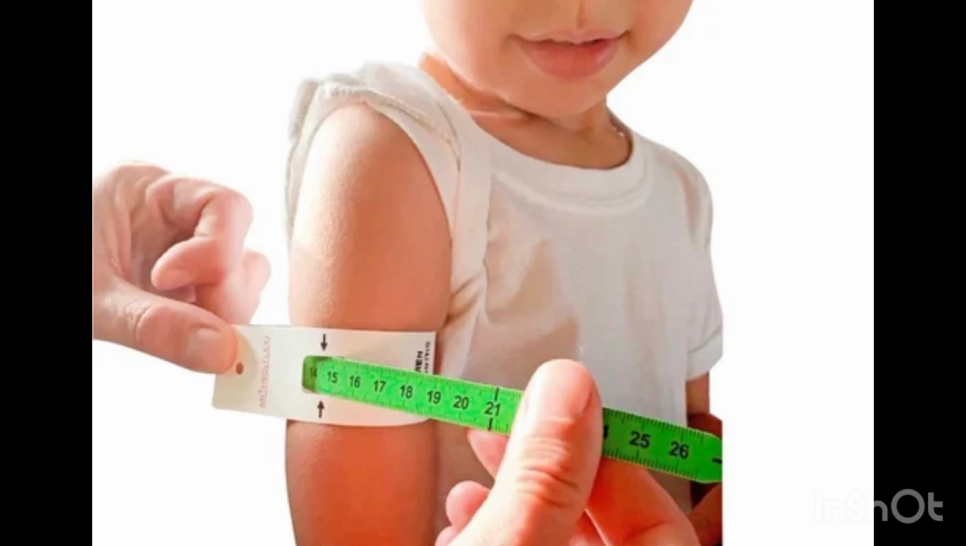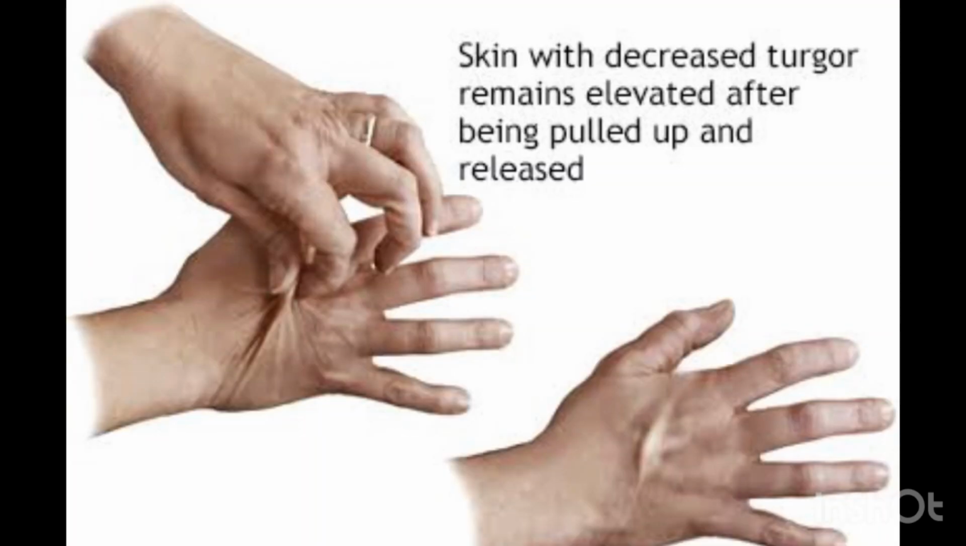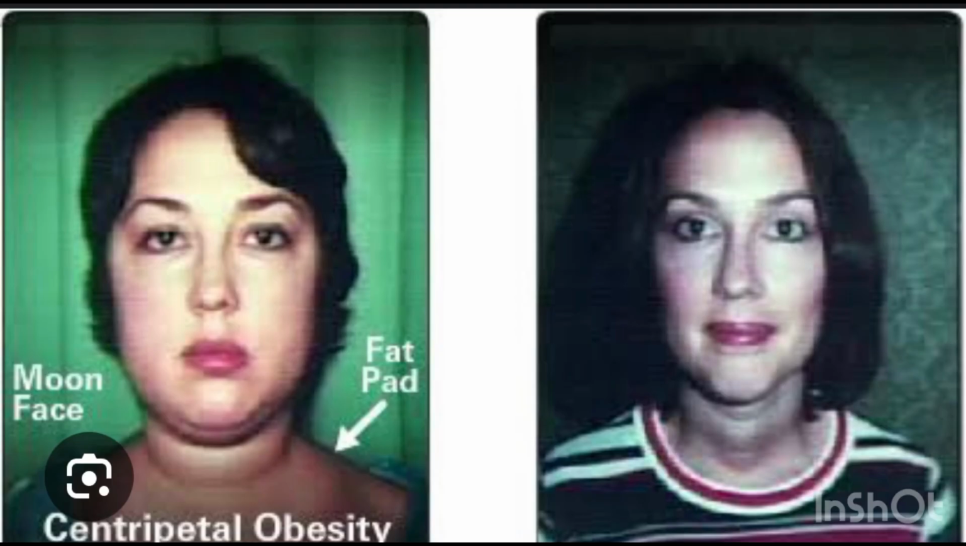Next parameter is hydration status. Patient's tongue may look dry, skin turgor may get lost, and urine output may be decreased. Okay, so patient may look thirsty also. So you can see in this picture, patient's skin turgor is already lost, skin elasticity is already lost. Number 6 parameter is facies, the appearance of the face of the patient. In thyrotoxic facies, patient may look exophthalmic, with visible upper sclera. In myxedema facies, patient is having puffy face, periorbital edema, thin eyebrows and dry hair. In moon facies, patient is having rounded face, also hirsutism and facial acne.